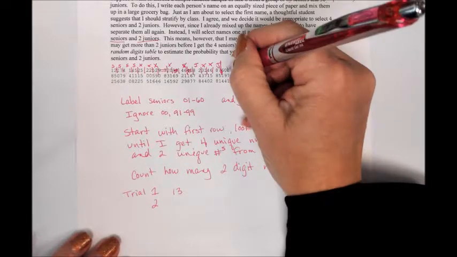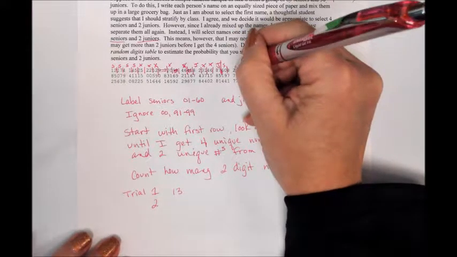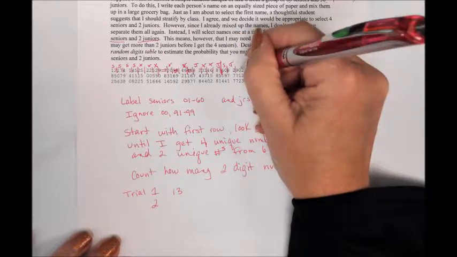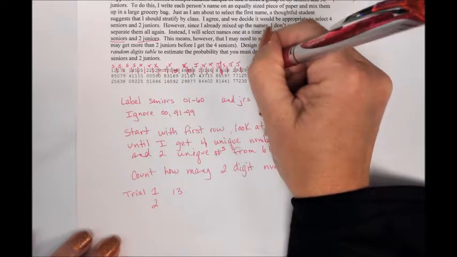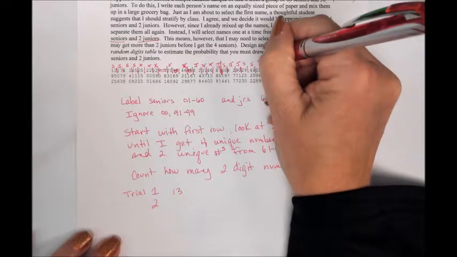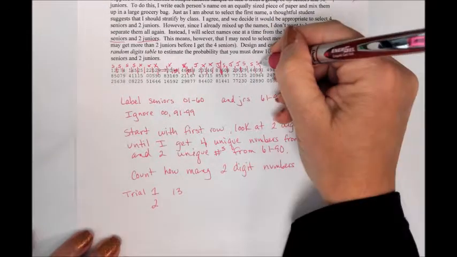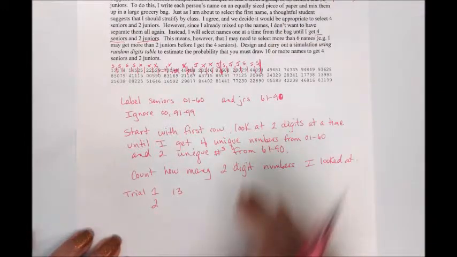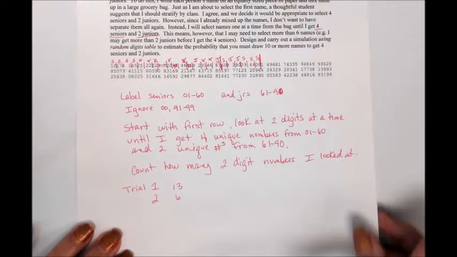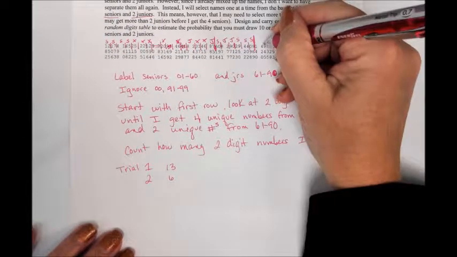So 60 is a senior. 82 is a junior. 90 is a junior. 29 is a senior. 44 is a senior, and 9 is a senior. So in that case, I'm done. I've got my 4 seniors and my 2 juniors. So trial 2, it took me 6. And then I'm going to move on to my next trial.